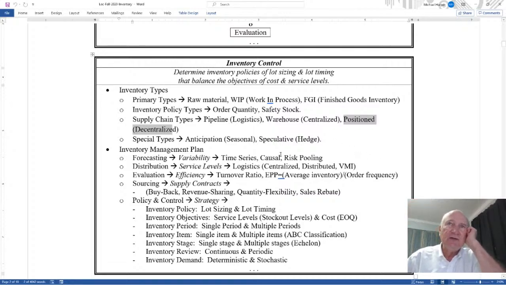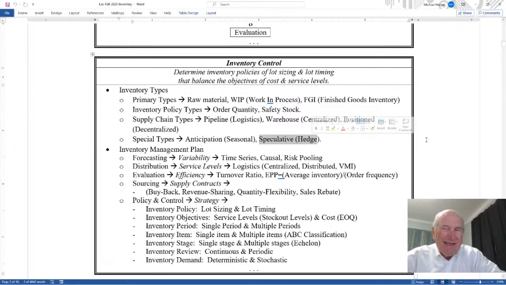Okay, special types: anticipation and speculative. Anticipation inventory is something that is planned. In other words, you plan for seasonality because it's going to happen. You plan for an event because you know it's going to happen. Speculative are things that are technically unknown. You speculate about things that might happen, or you hedge, so that if it does happen, then I'm ready for it.